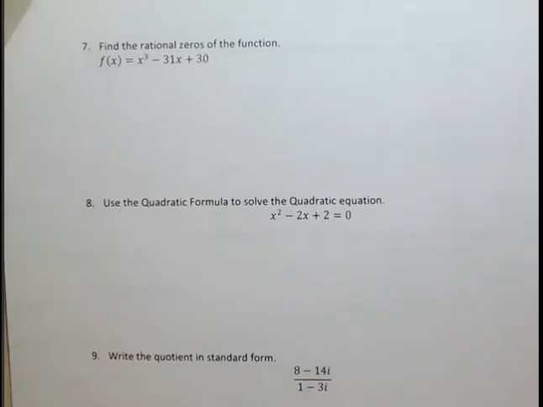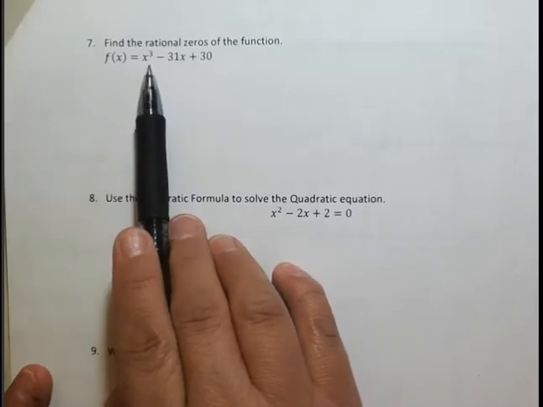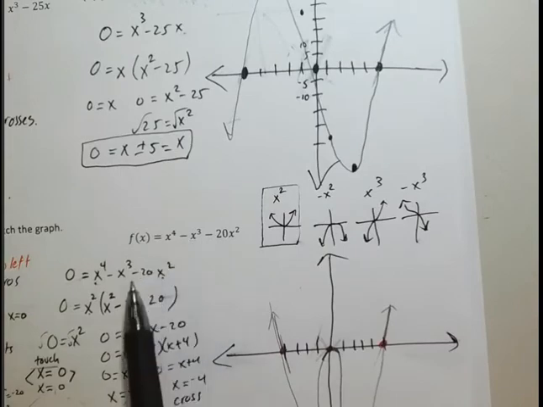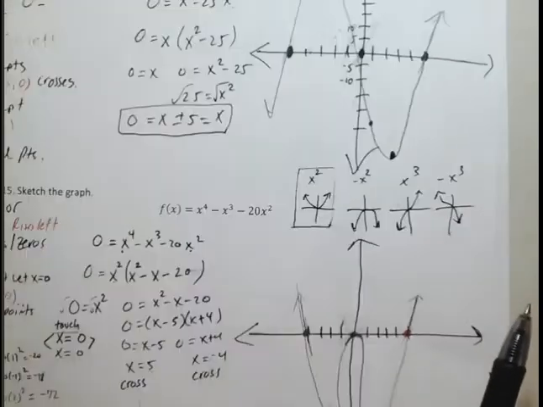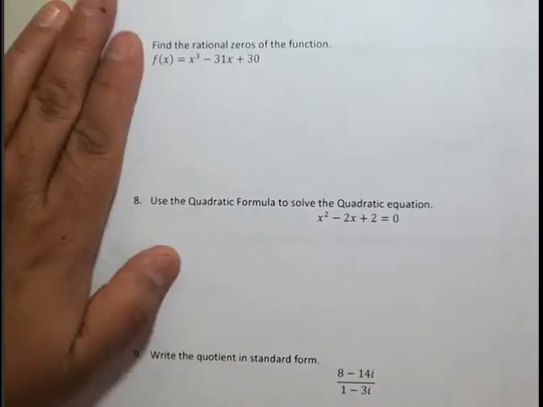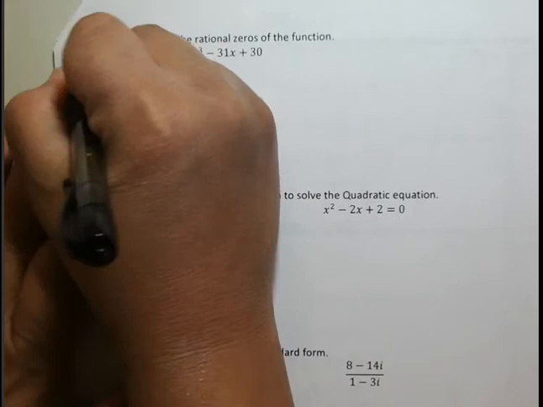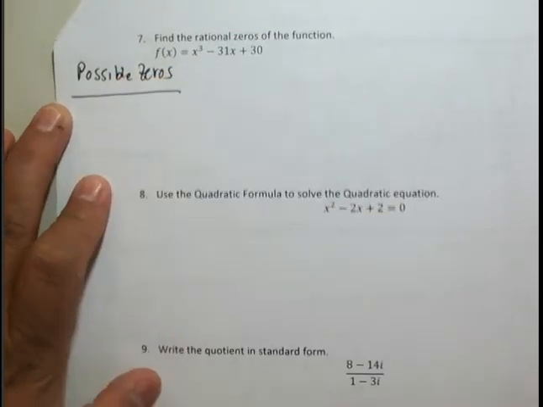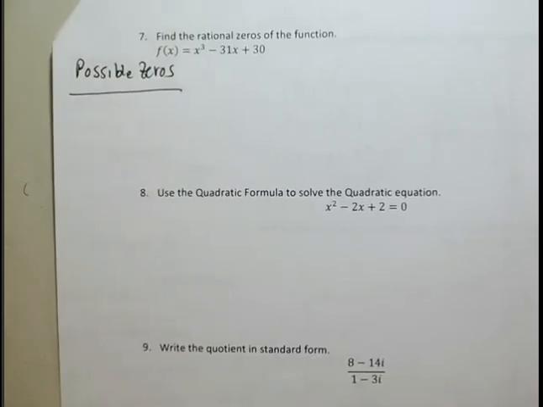Find the rational zeros of the function. Okay. So here it's a little bit different because in these problems that we did earlier, we were also finding the zeros, but it was easier because we could factor out a number, right? Here we cannot factor out anything. So the first thing you want to do is figure out what are the possible zeros. Not the actual zeros, but the possible ones.